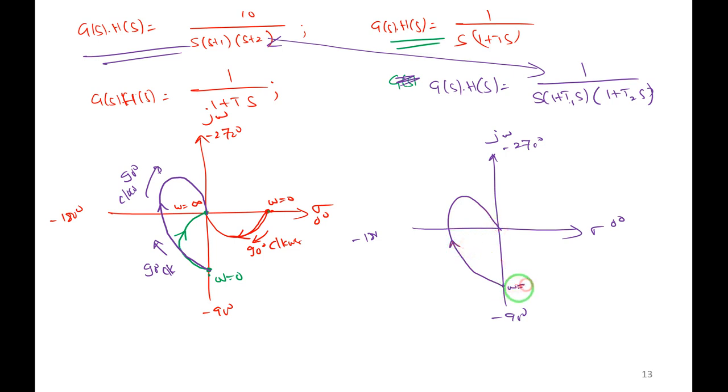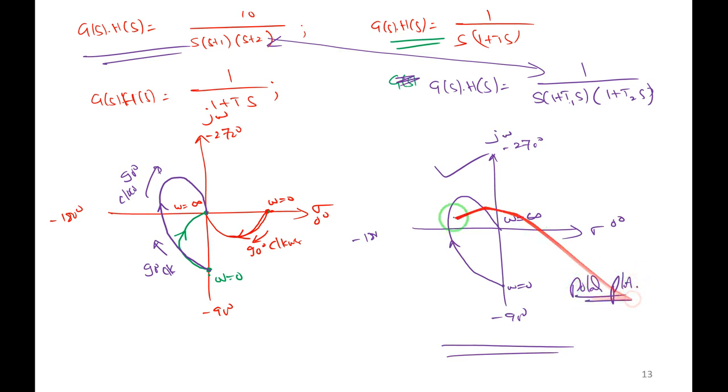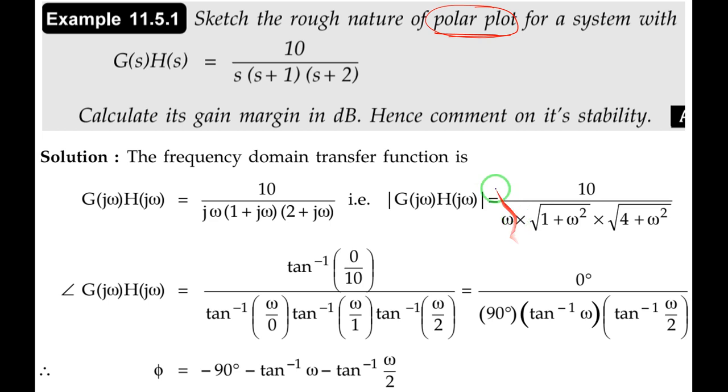So omega equal to 0, omega equal to infinity. So this is what I should get. Roughly I told, right? We know the polar plot for standard factors. If I add a pole at origin, or a simple pole, all that nature we studied yesterday. So for this problem, I should get the polar plot like this. Right, I have the idea. Next we'll proceed. So we'll solve this problem.